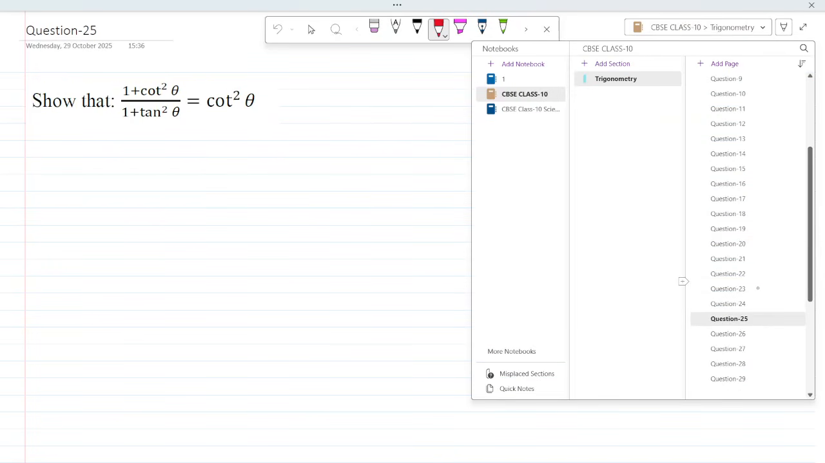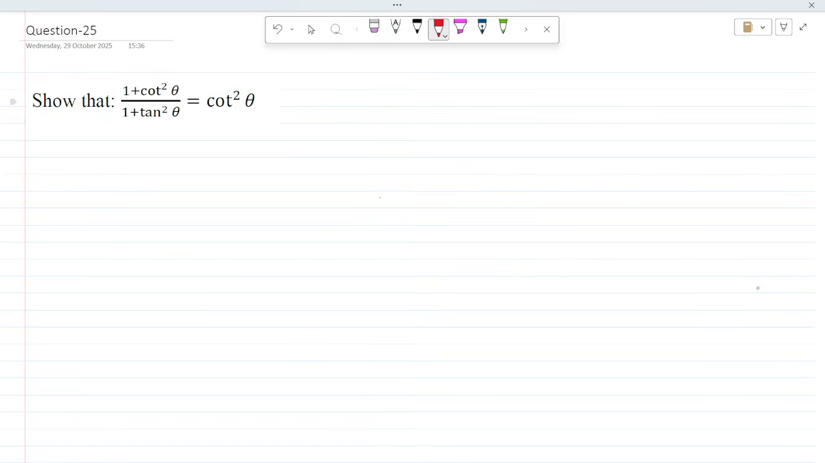Let's do the next. Show that this is equal to this. Whenever you need to prove, you take your LHS. LHS equals 1 plus cot square theta divided by 1 plus tan square theta. I think it belongs to the third identity, correct? From the third identity, what will 1 plus cot square theta be?